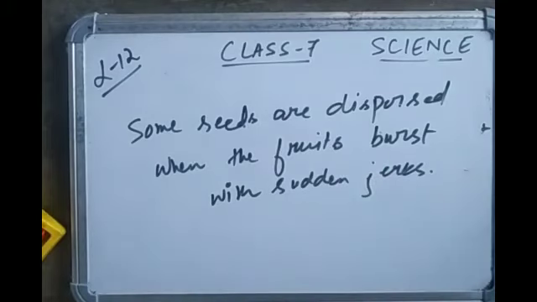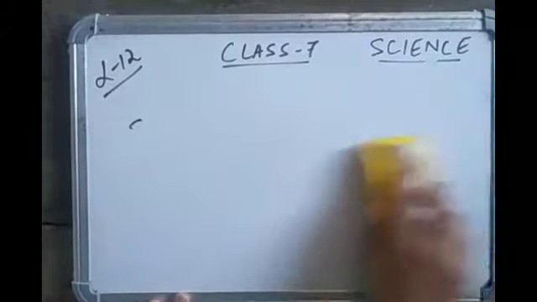The ovary becomes the fruit, and the ovules become the seeds. When the fruit bursts, the seeds come out. This is dispersion. So with this, I'll summarize what we have learned today.